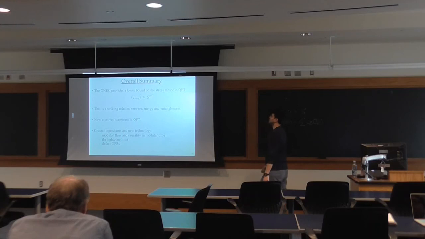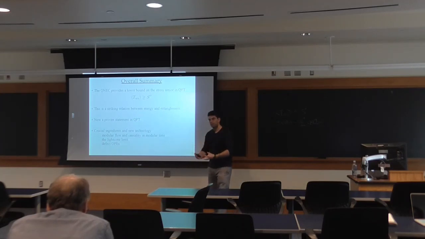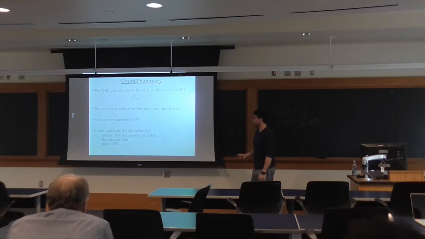Great, so what's the overall summary? The overall summary is just to remind you again what the QNEC is. It provides a lower bound on the stress tensor in QFT. It's a striking relation between energy and entanglement, and it's now a proven statement in QFT. Some of the crucial ingredients and new technology that went into the proof included this idea of modular flow, something you can define, but conceptually, what is it actually doing? These are very interesting questions. Also the light cone limit, and operator product expansion in the presence of a defect operator.